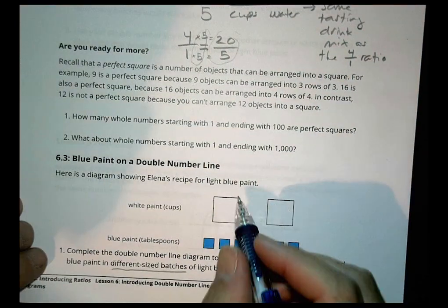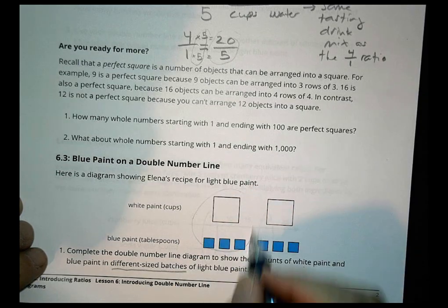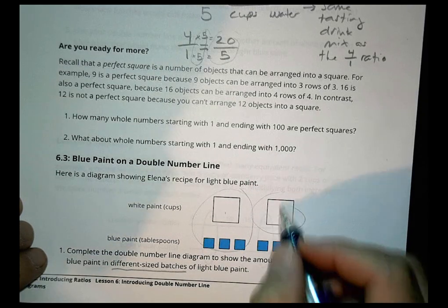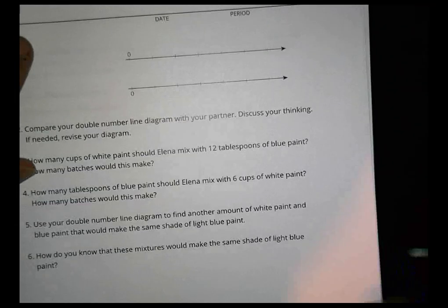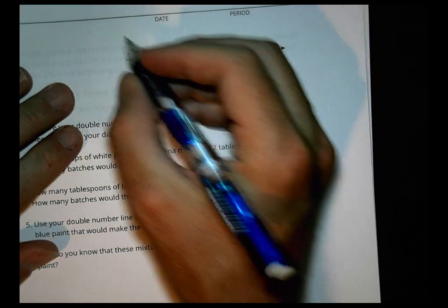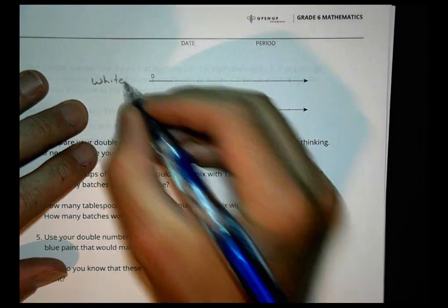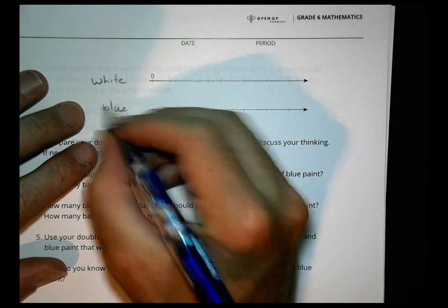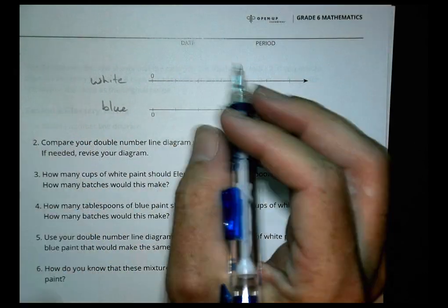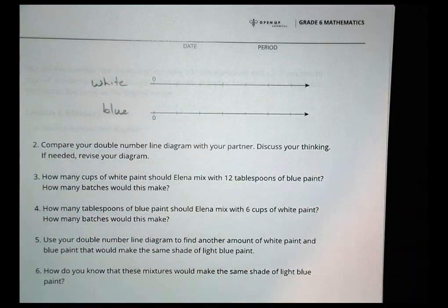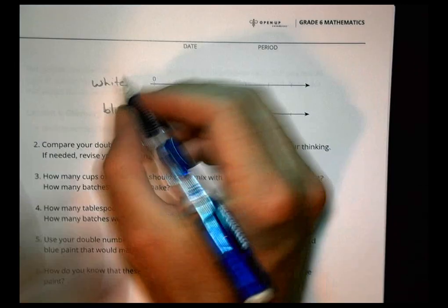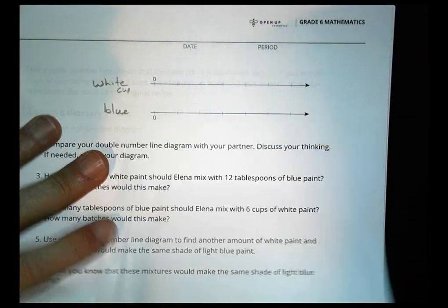I see that I have, first of all, 1 to 3, or really I have 2 to 6. And I want to look at that there. So I'm going to make a double number line. It's important that I label this here. I'm going to make my labels match the picture. So I'll have my white paint here, and I'll have my blue paint here. I could label it with the tablespoons and the cups. That's all fine too. So this is white cups, and this is tablespoons.